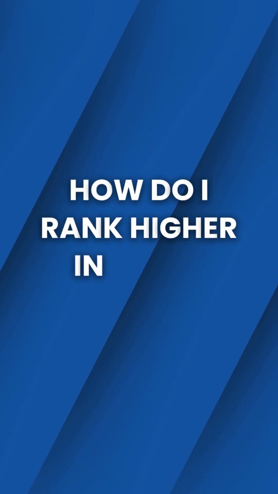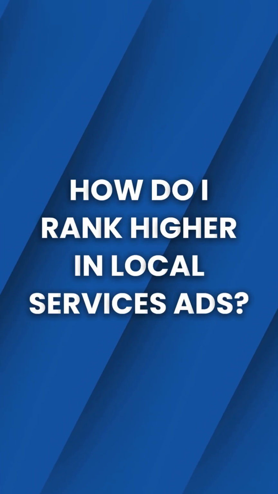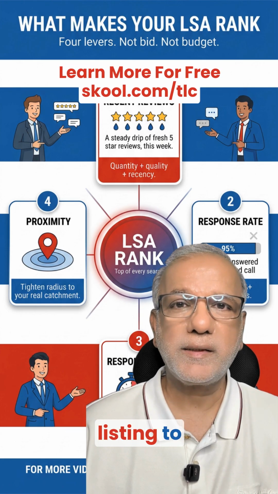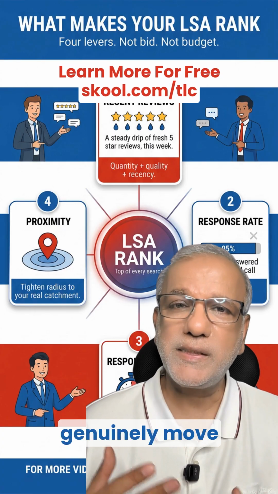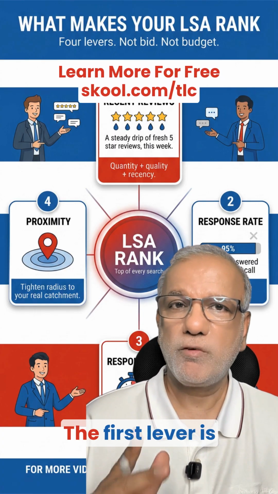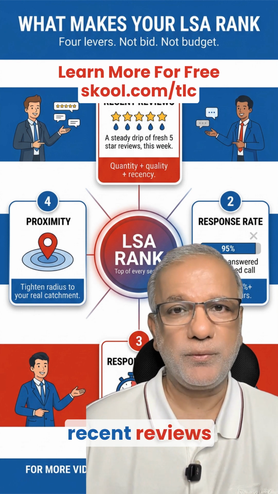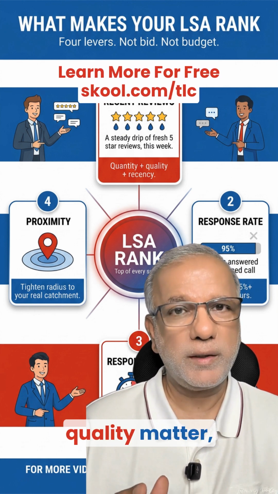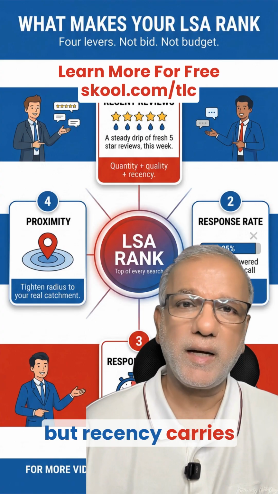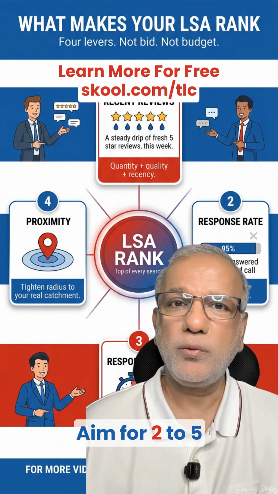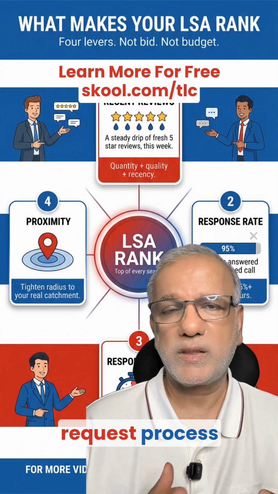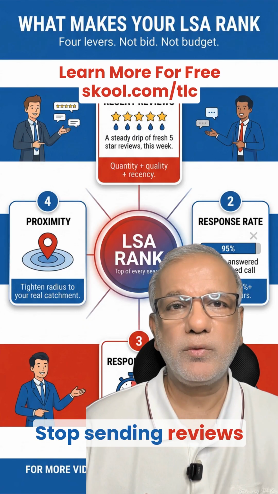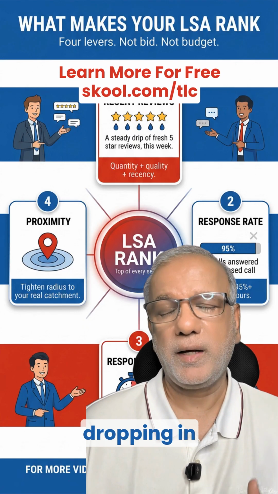How do I rank higher in local services ads? Want your LSA listing to consistently land at the top? Here are the 4 levers that genuinely move the ranking. The first lever is recent reviews. Both quantity and quality matter, but recency carries the most weight. Aim for 2 to 5 reviews per week through a structured request process. Stop sending reviews and you start dropping in rankings.